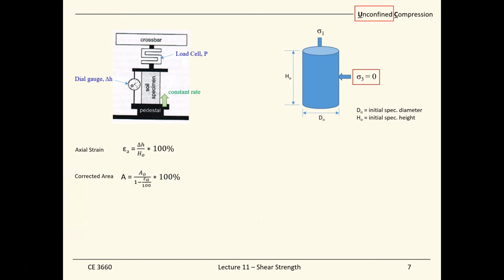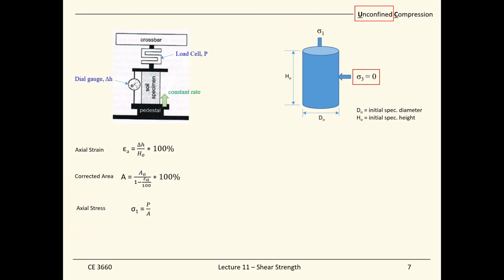And the area of the soil samples keeps changing, because when you keep loading the samples, the cross-sectional area becomes larger and larger. So per the ASTM standard for this type of testing, the area is corrected with this formula. We know the original area, which relates to the original diameter, and we normalize that by the strain: 1 minus the axial strain divided by 100%. Then that will give us the corrected area.